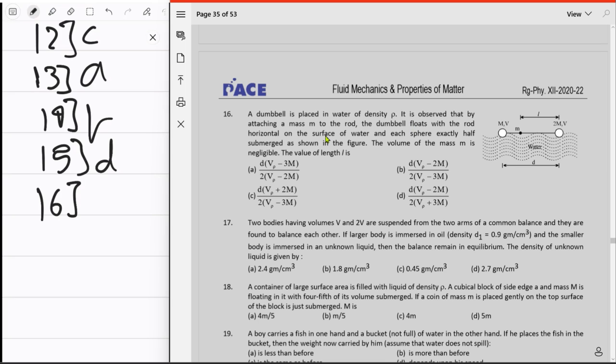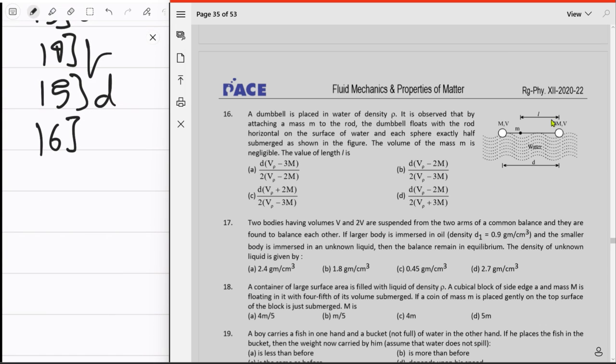What's the total length though? At least half submerged is shown in the figure. How am I supposed to figure it out if I don't know the length? I need to know the length of this complete rod. Oh, okay, that's D. You should have told me. Fine, then it's doable.